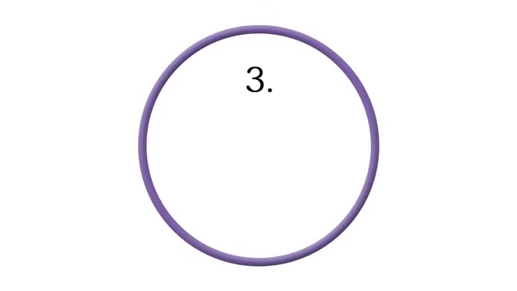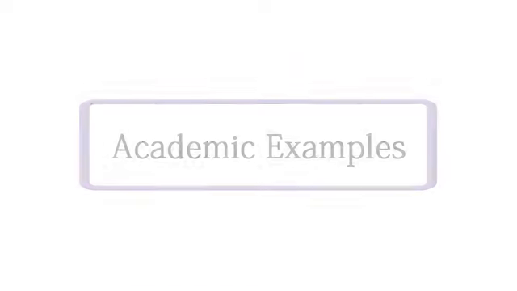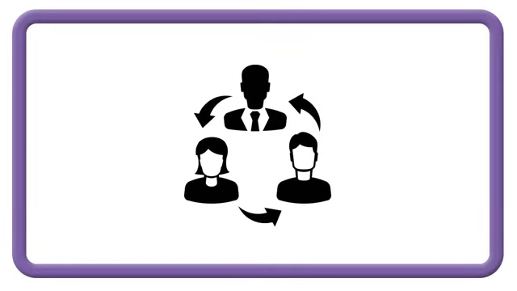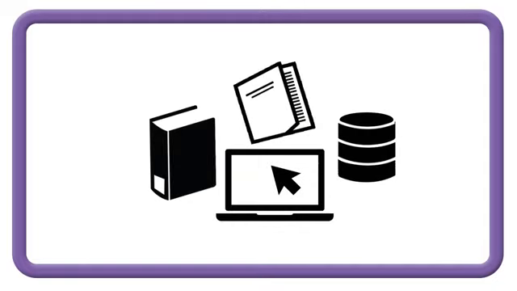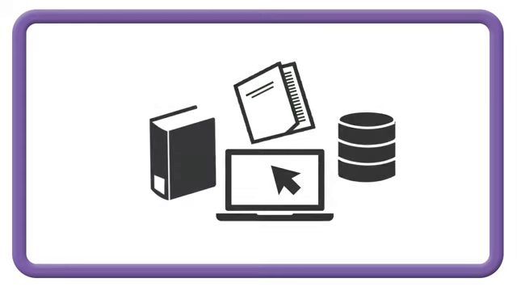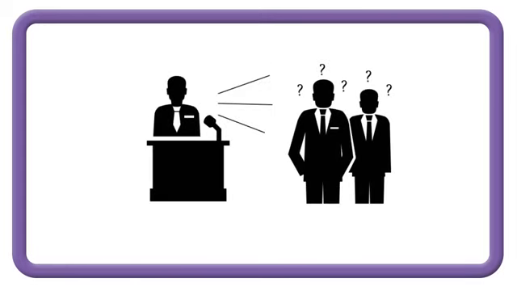The ability to evaluate the information you find and its sources critically is the next component. Academic examples include reviewing multiple points of view to construct your own opinion, exploring different sources of information like books, databases, periodicals, and the internet to understand a topic, and the ability to analyze the structure and logic of arguments made in lectures and speeches.